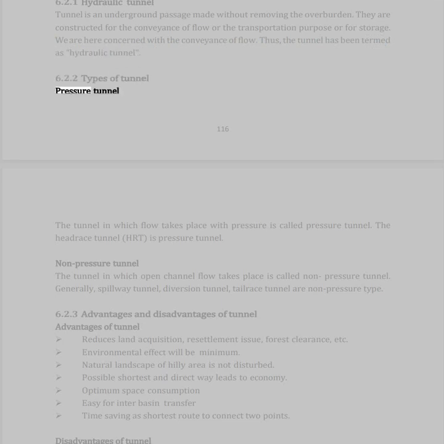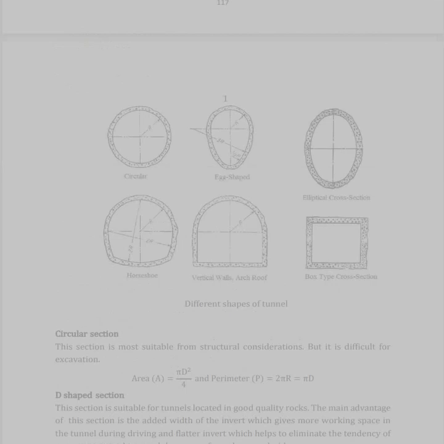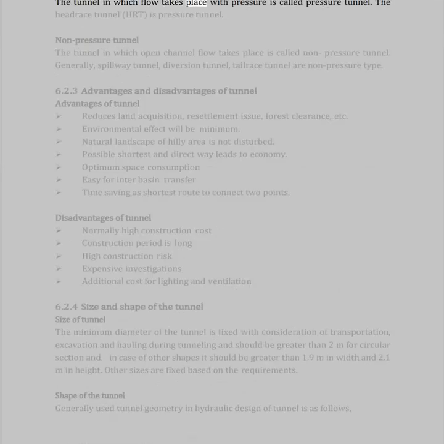6.2.2 Types of tunnel. Pressure tunnel. The tunnel in which flow takes place with pressure is called pressure tunnel. The head race tunnel, HRT, is pressure tunnel. Non-pressure tunnel. The tunnel in which open channel flow takes place is called non-pressure tunnel. Generally, spillway tunnel, diversion tunnel, tail race tunnel are non-pressure type.